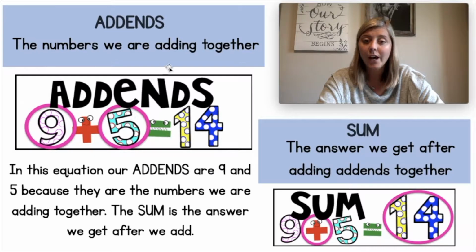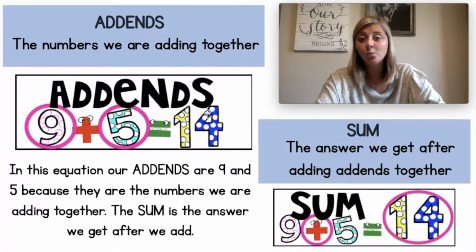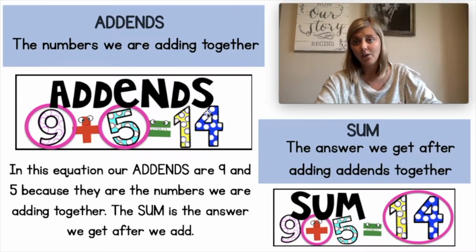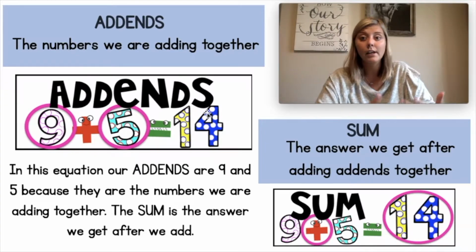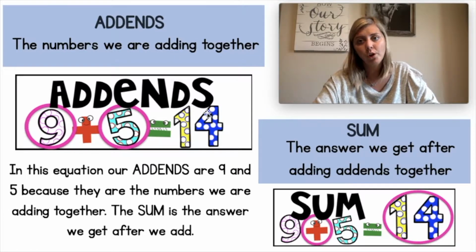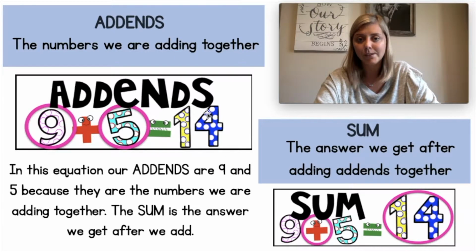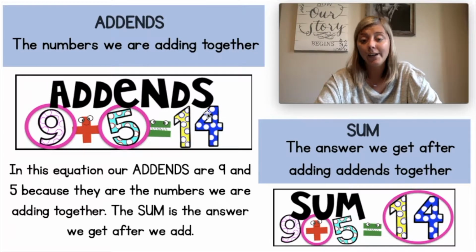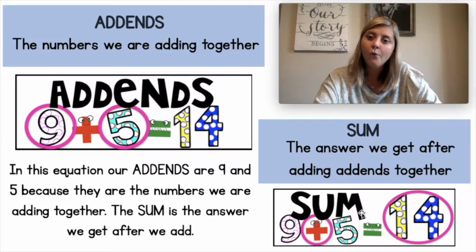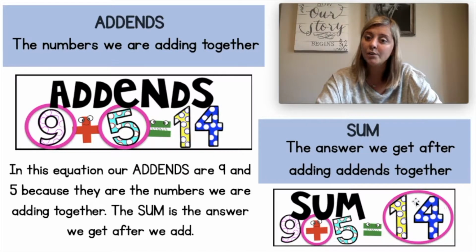Then we also have the sum, which is the answer we get after we add something together. It's the same thing as our total, okay? Only for addition though. If we're doing subtraction, you're not going to have a sum. Sum is the answer we get after we add our add-ins together. So the same equation, 9 plus 5 equals 14. That's how much we get when we add 9 and 5 together, and we're going to put our sum right there on the other side of our equal sign.